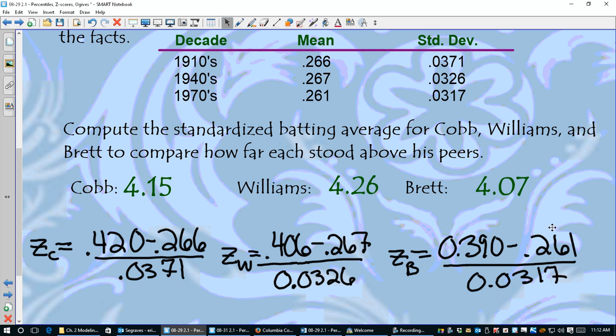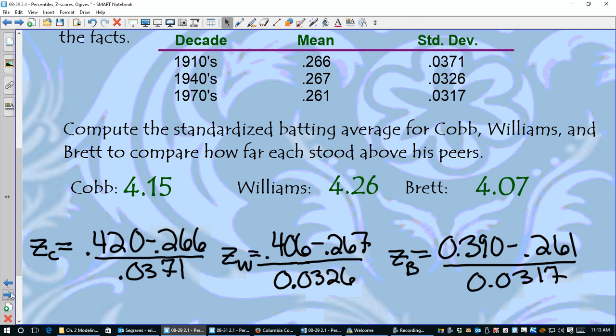So this is how high they stood above their peers, the other baseball players of their time. It appears that Williams has the best z-score here, in terms of doing the best amongst his peers in that decade for playing baseball with his batting average.